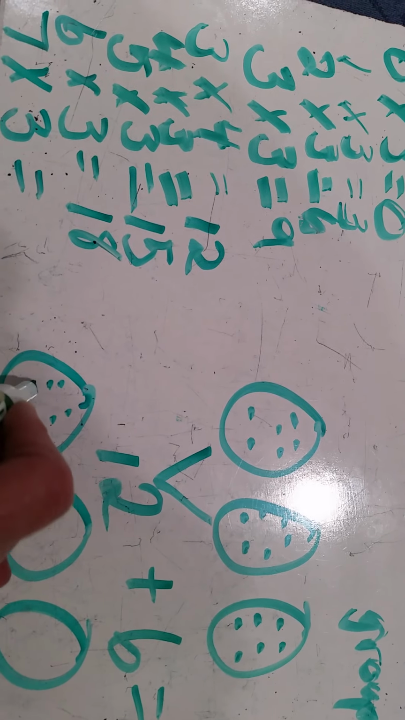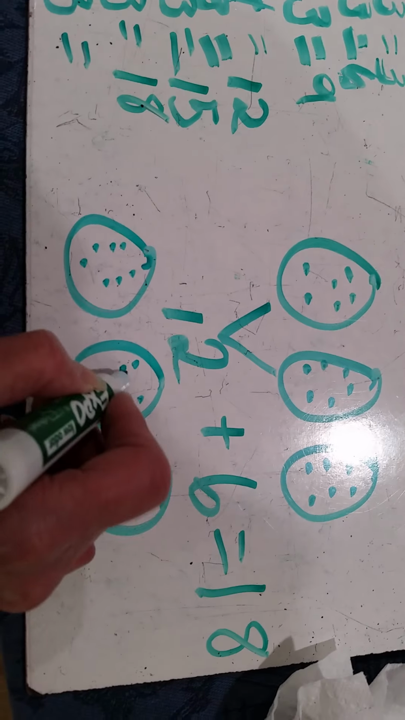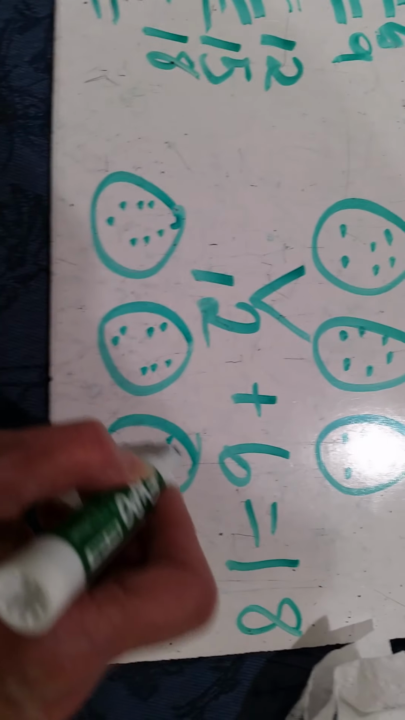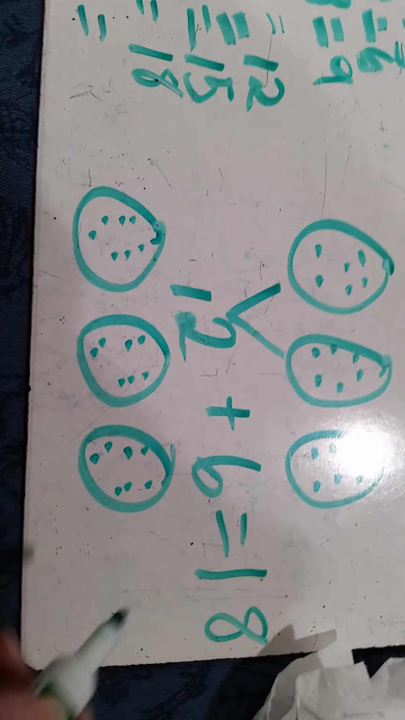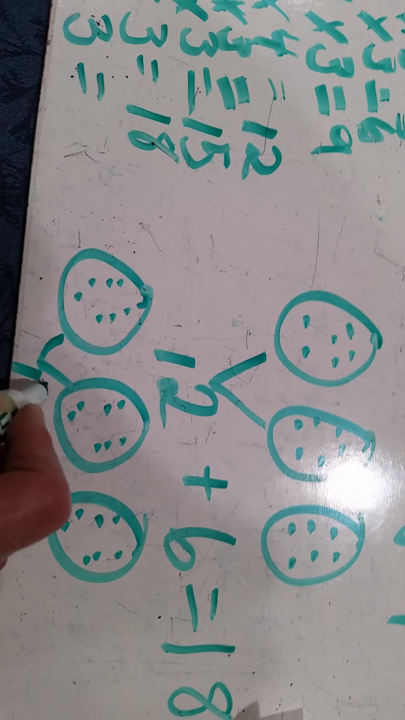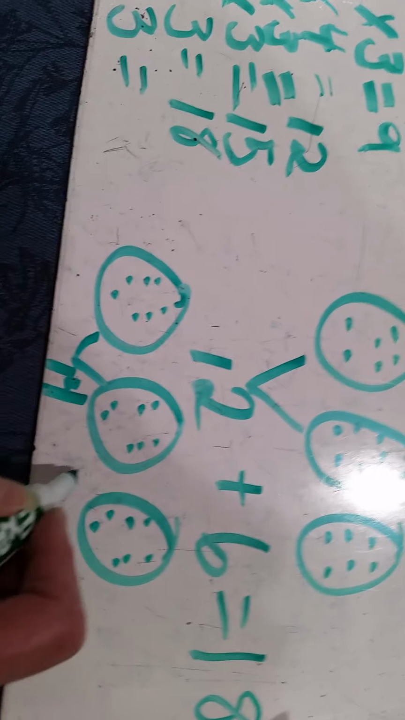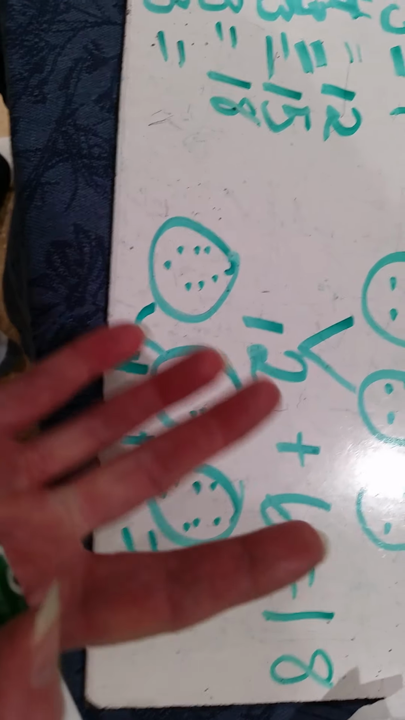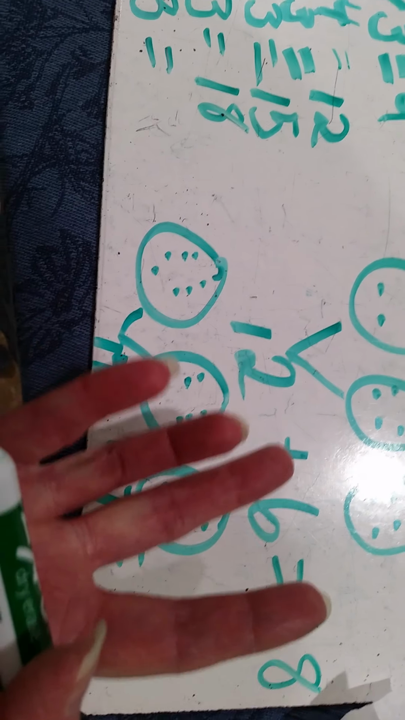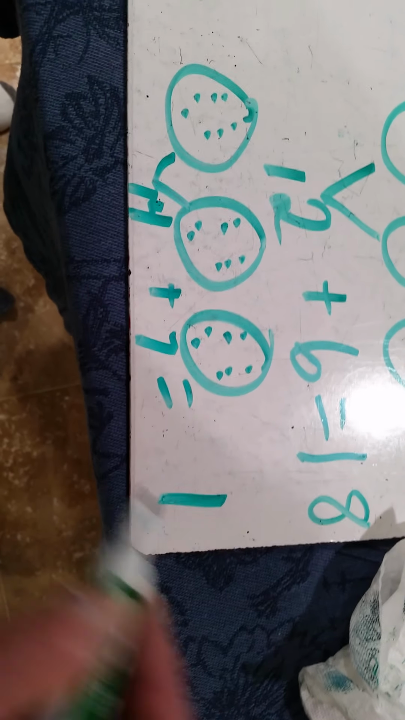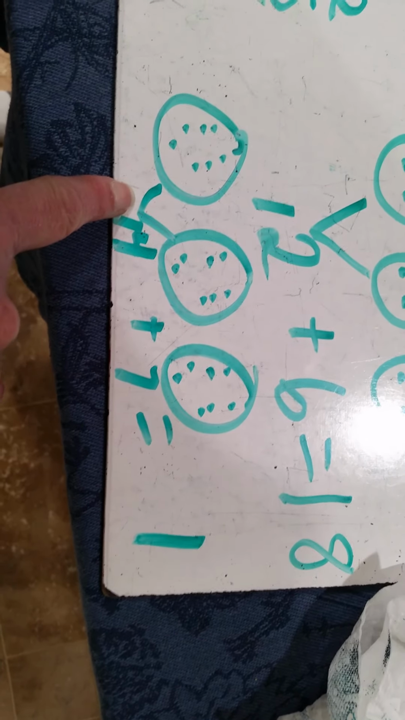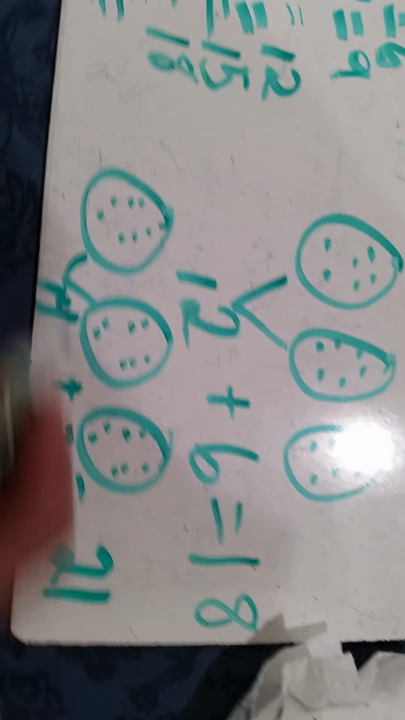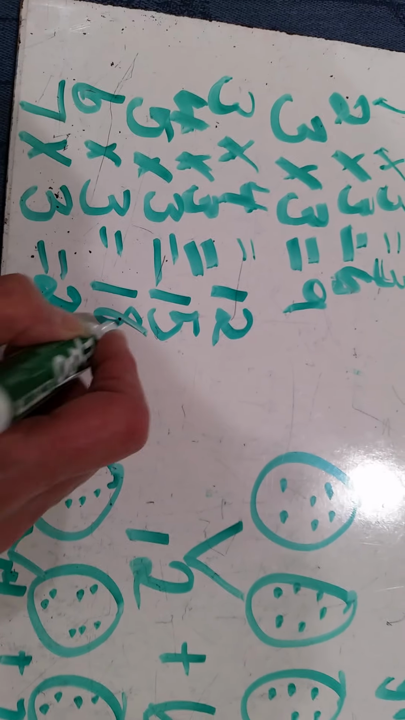1, 2, 3, 4, 5, 6, 7. Okay, I know that the double of 7 is 14, plus 7 more. Okay, 7 plus 4. 8, 9, 10, 11. I can leave the 1 in the ones place. And 10 plus the 10 I already have is 20, so 21. 18 plus 3 equals 21.